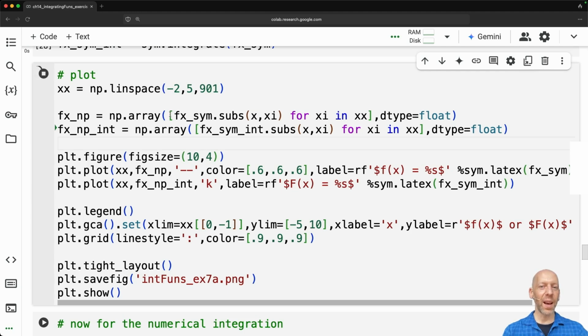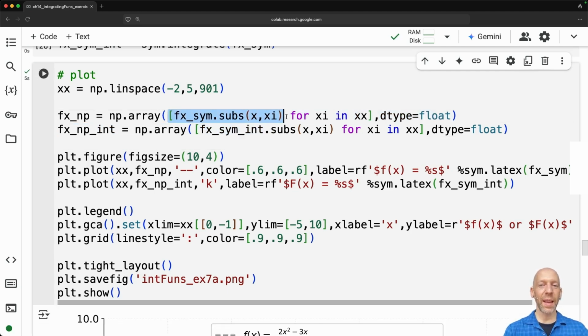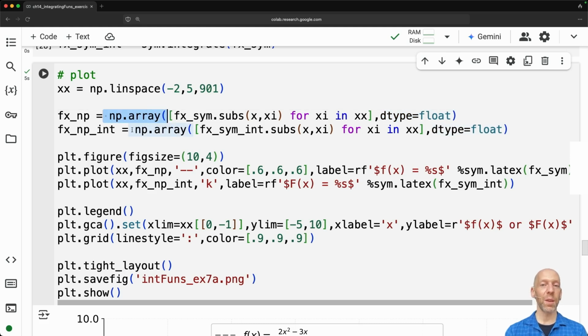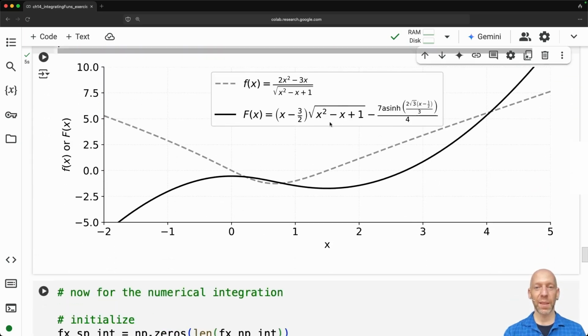In this case, I chose to use substitution and list comprehension to get these values. As I've discussed before, this returns a list. This does not return a NumPy array. But for reasons that you will see later, we actually do need this to be in the form of a NumPy array. So that's why I'm explicitly converting this list into floating point numbers and then into a NumPy array, both for the function and for the integral. Nothing super fancy here. This is the result that you saw before.